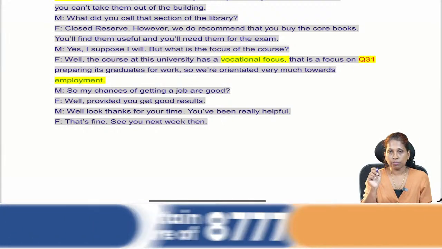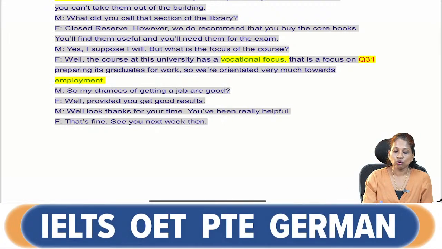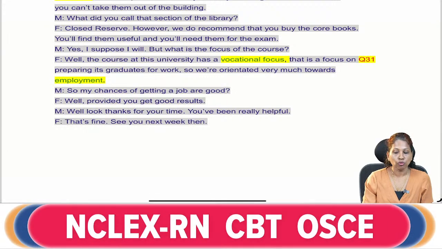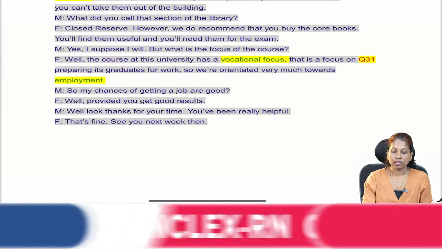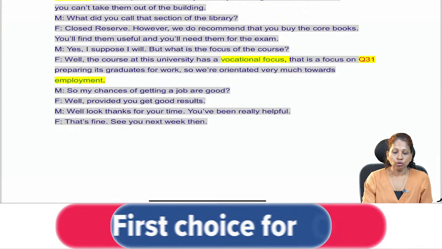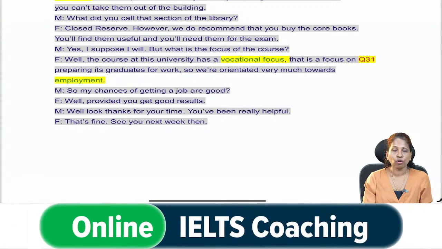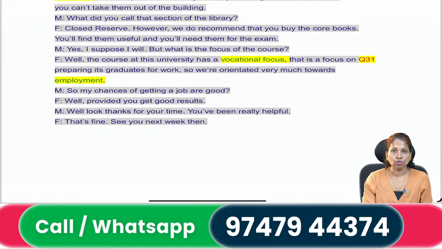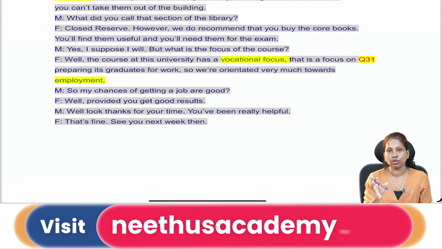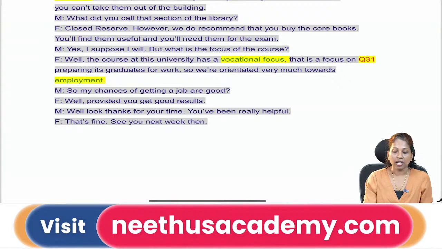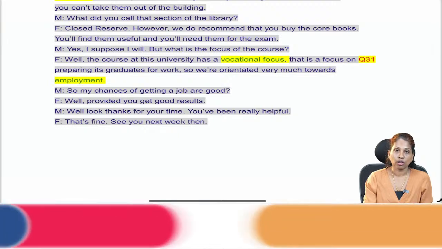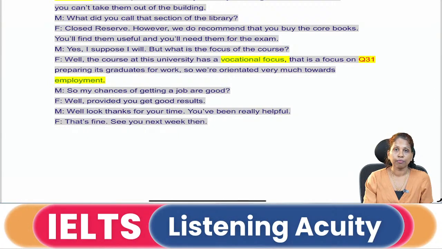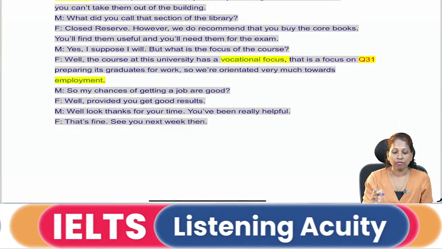Okay, we had the blank focus on. So it is telling that we have a vocational focus. That is a focus on preparing its graduates for work, right? So we are oriented very much towards employment. So employment and work, graduates for work, that means after your studies you go to work. Employment and work are somewhat synonymous there. So the focus of the course is what? Employment. That means getting a job after the course.